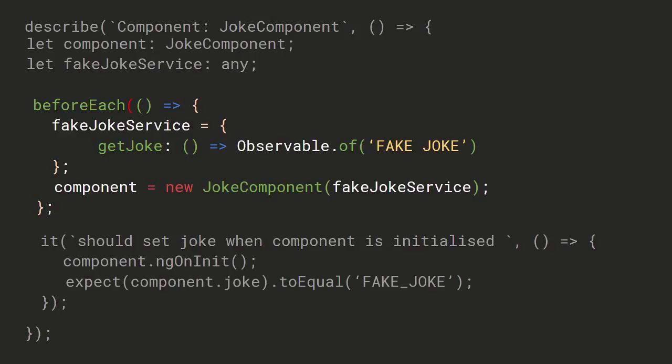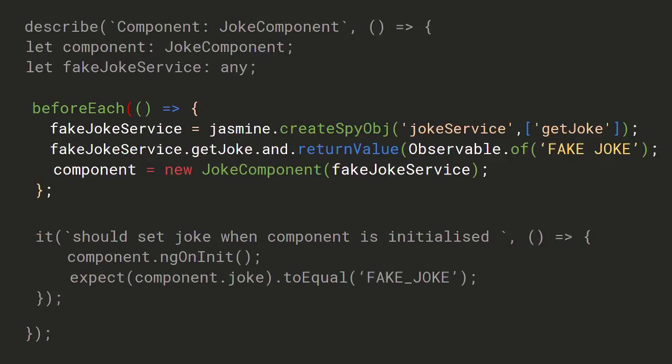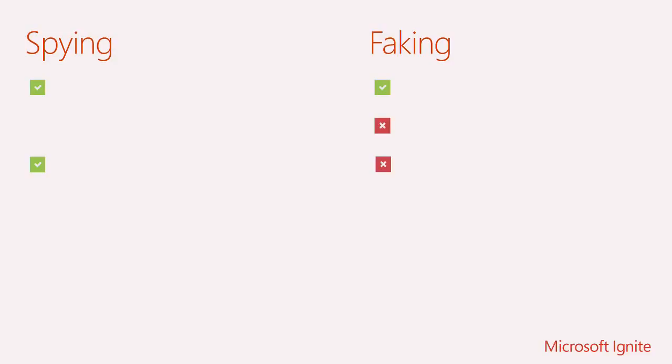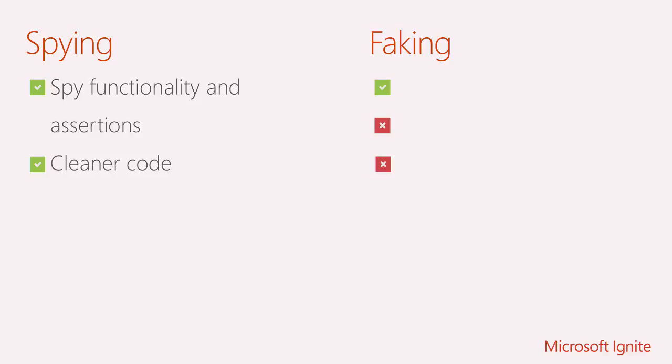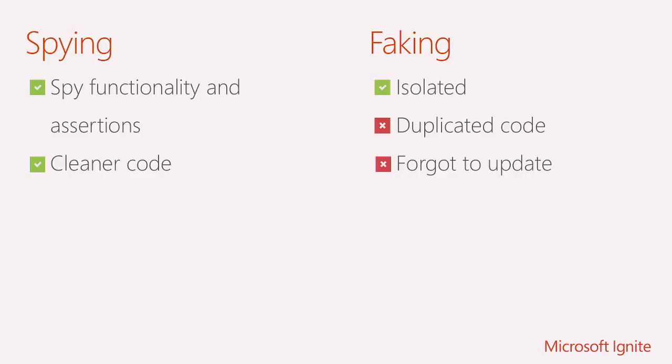So what we've just seen is I went and I refactored to use a beforeEach. I created a fake object and assigned the behavior in the fake object, and then I went and used Jasmine to perform the same thing but using a Jasmine spy. Now, the nice thing about spying is that it lets us override functionality, and it lets us do assertions as well, and we end up with much cleaner code. Now, a lot of people like faking because it gives you a better feeling of isolation. The downside is that you can end up with more duplicated code, and you can sometimes end up in the situation where when the service is updated, you forget to update the tests. So that's also a downside.